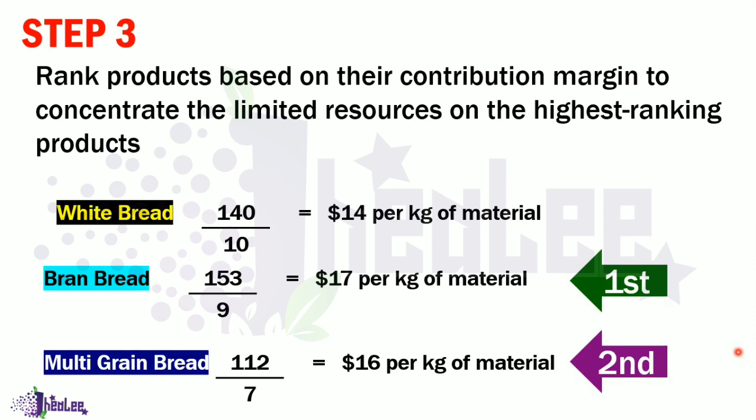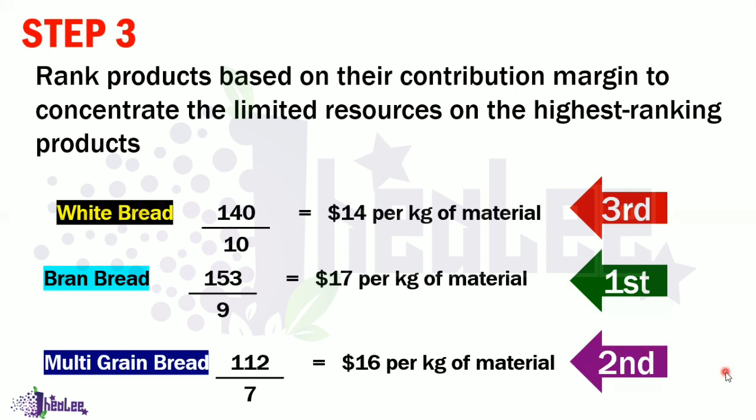And if there's any of that scarce resource remaining, which is the yeast, what will be produced next is the white bread. But bear in mind that you only produce what the limiting factor can produce, so there is a possibility that the business may not be able to produce all of the units for the white bread. So any amount that the remaining material can produce for the white bread, that is what will be produced.